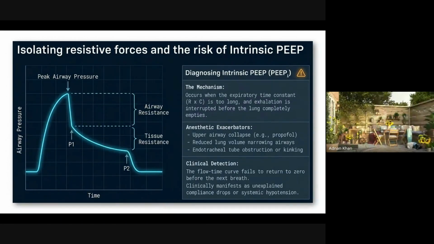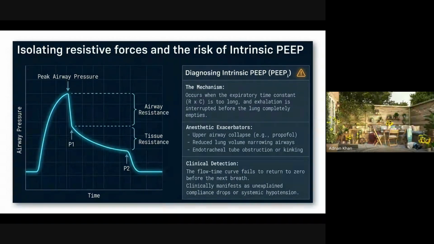Resistive forces and the risk of intrinsic PEEP is also a very important slide. This graph demonstrates how airway pressure can be divided into airway resistance and tissue resistance. During inspiration, pressure rises to the peak airway pressure. When an inspiratory pause is applied, the flow stops and pressure immediately falls to the level of P1. This initial drop represents airway resistance, which increases due to bronchospasm, secretions, or endotracheal tube obstruction.